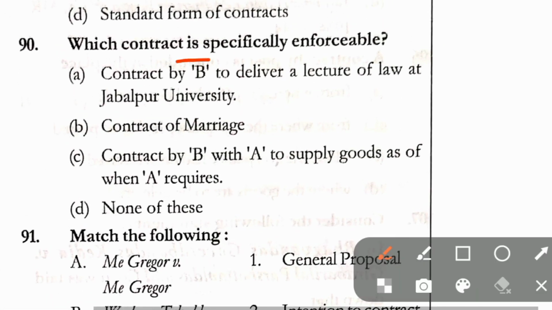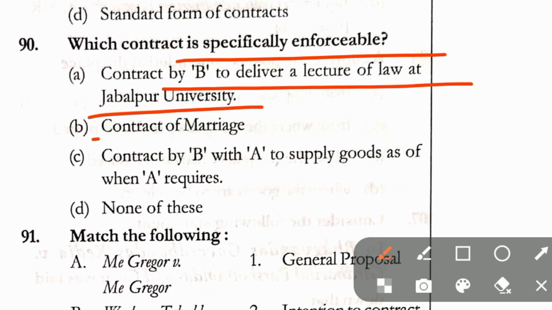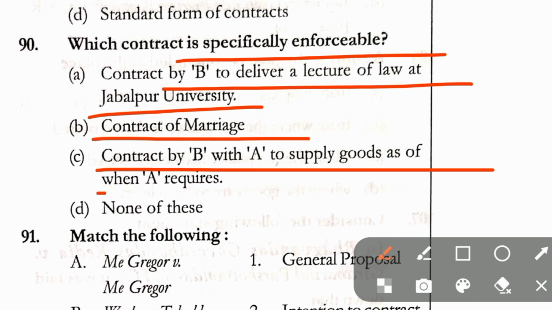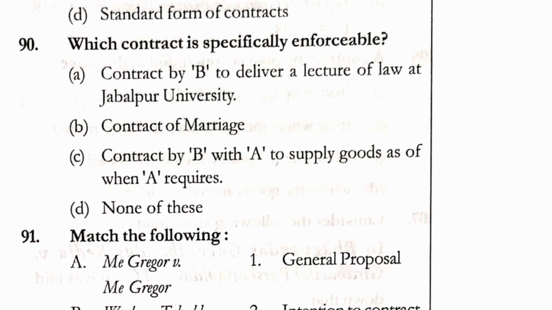Which contract is specifically enforceable? Option A, contract by B to deliver a lecture of law at Jabalpur University; option B, contract of marriage; option C, contract by B with A to supply goods as and when A requires; and option D, none of these. Here the correct answer is option D, that is, none of these are specifically enforceable.